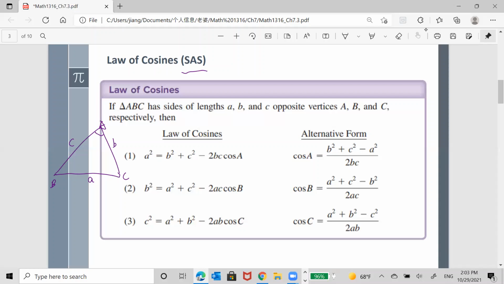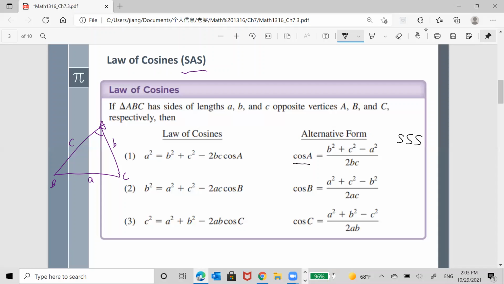On the left-hand side, the alternative form is when we're looking for cosine A. If we know all three sides, this is the SSS case. If we're looking for A, we can use cosine A equals b squared plus c squared minus a squared divided by 2bc. So we can find the angle A by taking the inverse cosine.